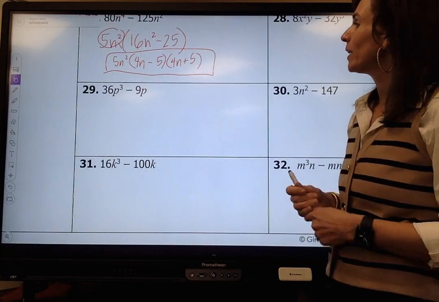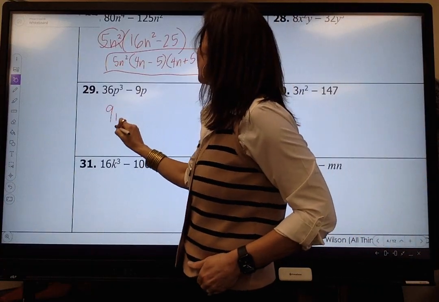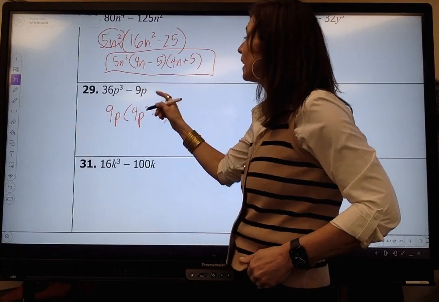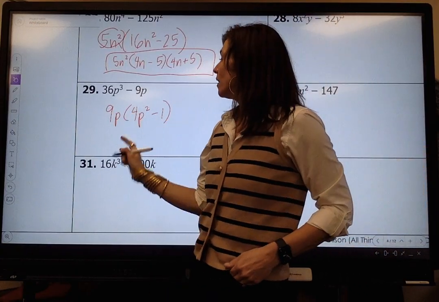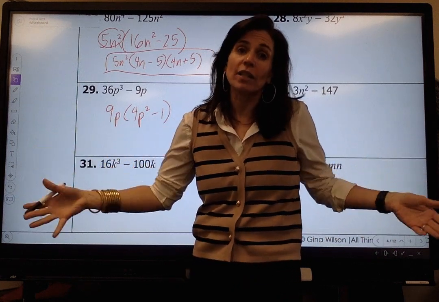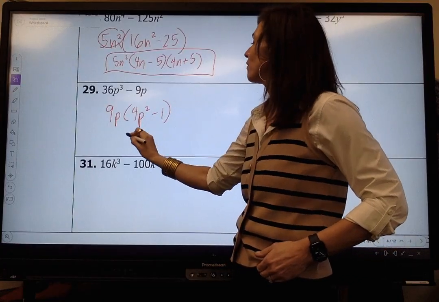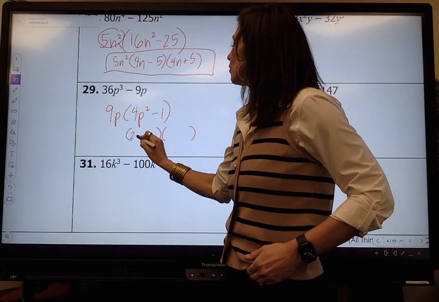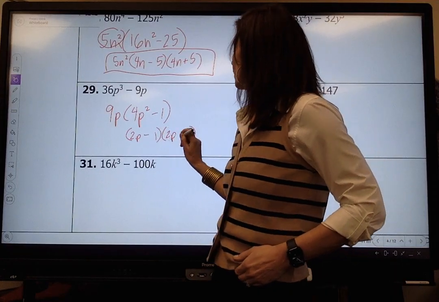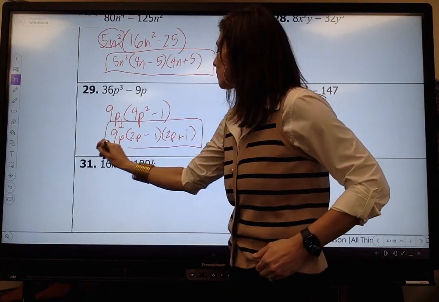Okay? Look at number 29. I take out my GCF. My GCF is 9p. And I have a 4p squared minus 1. Anything divided by itself is 1. They have nothing else in common. But can I do a difference of squares? Does it fit the pattern? Square root, yes. Square root, yes. Is it negative? Yes. So I'm going to factor by difference of squares. One's negative, one's positive. Do not forget to bring down your GCF. So that is my final answer.